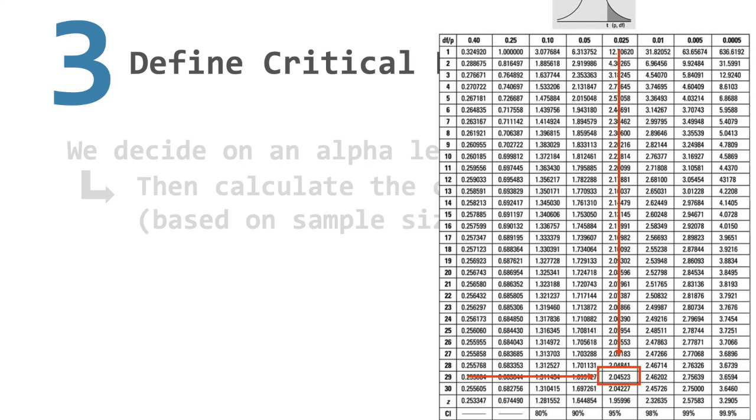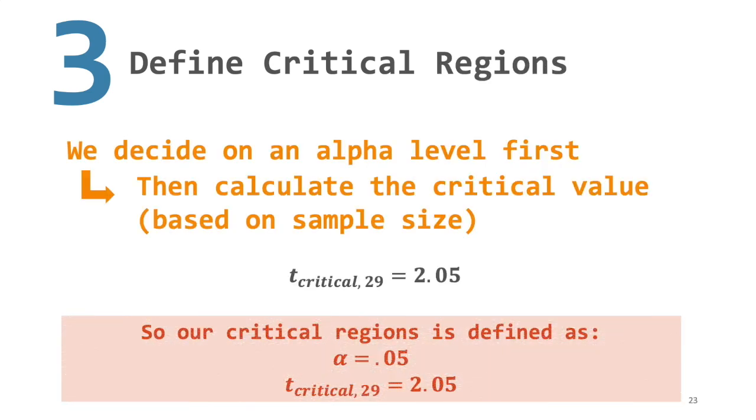So if our observed t-statistic is bigger than that in the positive direction, or it's lower than that in the negative direction, so if it's, let's say, 3 or negative 3, then we would reject the null. On the exam, if you're writing what our critical regions are, we would just say something along the lines of alpha equals 0.05, and our critical t-value with 29 degrees of freedom is 2.05.